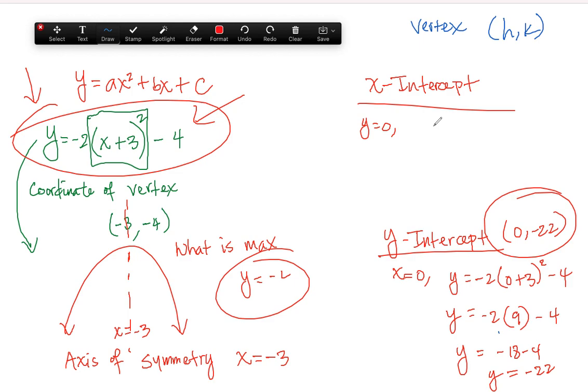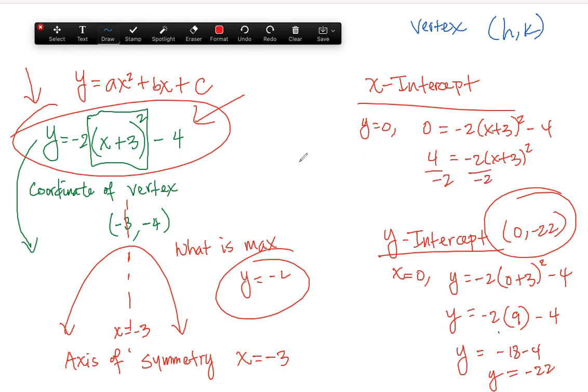So just set that whole thing equal to 0. Exactly. So 0 equals -2 times (x plus 3) squared minus 4. We add 4 to both sides, and so that's going to give us 4 equals -2 times (x plus 3) squared. We're going to have to divide by -2.